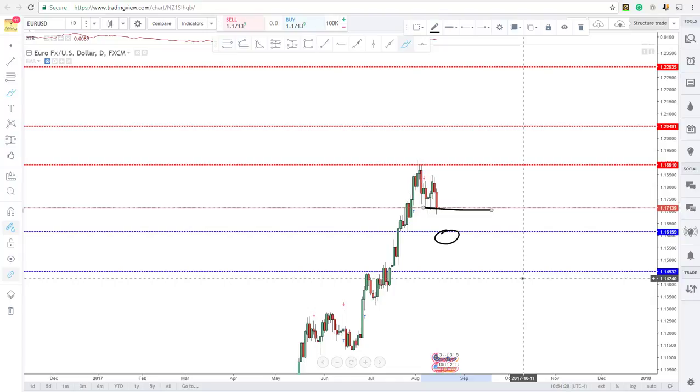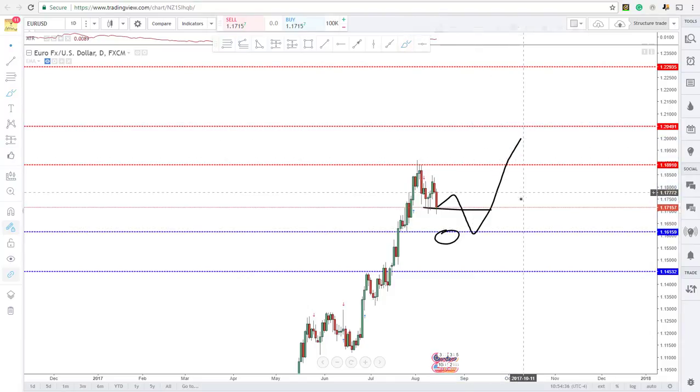We have a short bias at the moment on the euro dollar, meaning we're expecting this market to go lower before we push higher. Now there's a possibility that we do push higher, maybe even get back to this 1.19 area, maybe even push above it to the low 1.2s, but for now we have a short bias on lower time frames because of this situation.